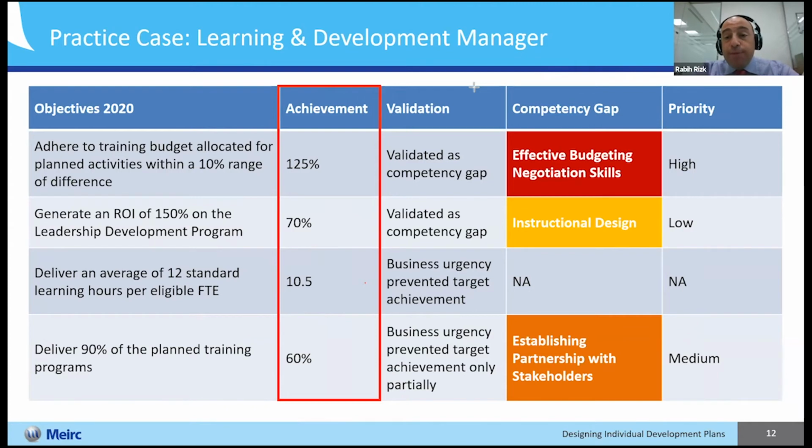So for the first objective, certainly this manager needs to develop some effective budgeting competency and needs to improve his or her negotiation skills. When it comes to ROI generation, the main reason was the lack of competence in instructional design. So here you go, another competency. While in delivering 60% only of the planned training programs, the competency identified here is establishing partnership with stakeholders.